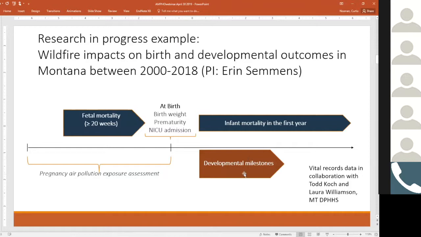And then for Erin to get after this other piece of developmental milestones, that's something we're going to have to work on moving forward, which is going to be working directly with pediatrician offices or other health provider offices to capture these data. Cumbersome, but it's the level of data we would need to have in order to answer these questions.